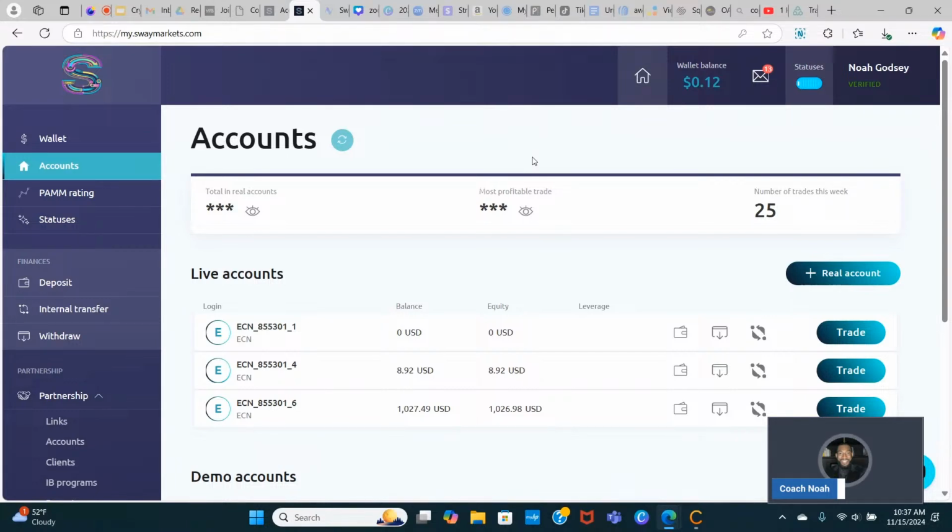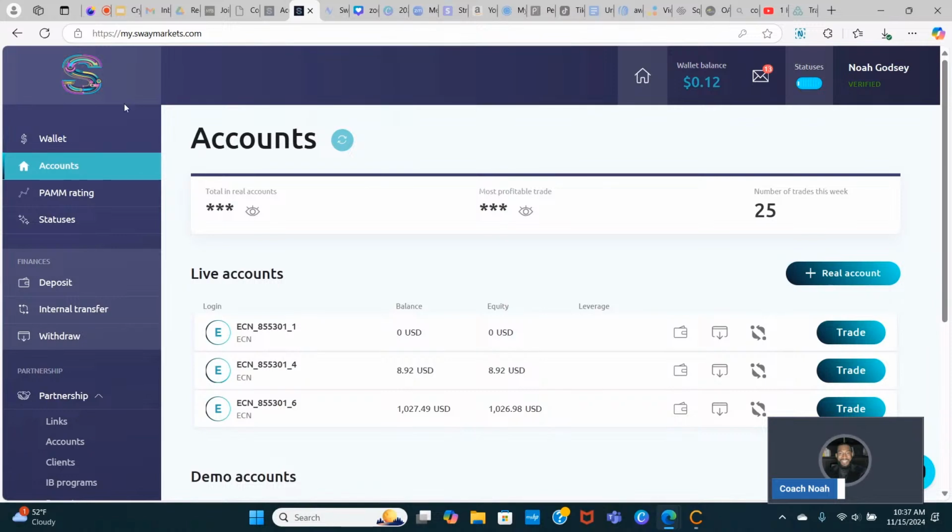All right, so I'm gonna show you guys how I've been making money on the markets, right? How I've been trading and basically making my money work for itself, right? Putting my money to work. And this is a way through what I call trading. This is trading Forex. And the platform that I'm using is called Sway Markets. Right. So what you want to do is click that link in the description, create your account.